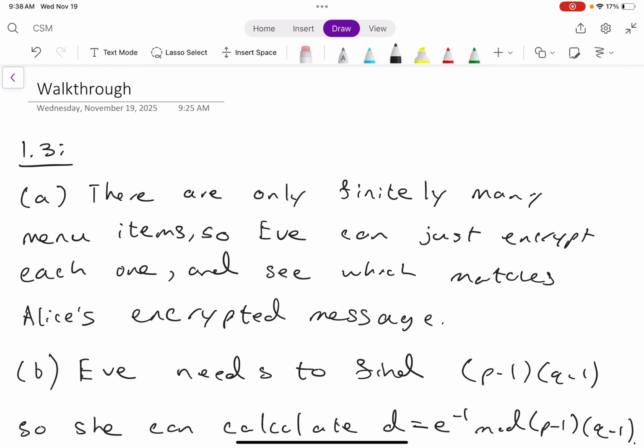Let's look at part A. Eve, Alice, and Bob share a menu. Bob asks Alice what dish she wants, and Alice responds with the name of the dish using standard RSA encryption. So the main thing to notice in this situation is that there's only finitely many menu items. So if Eve really wanted to, she could just encrypt every single menu item and see which one matches Alice's encrypted message. That match is exactly the menu item that Alice wants. So in this case, RSA is used correctly, but it can be broken.